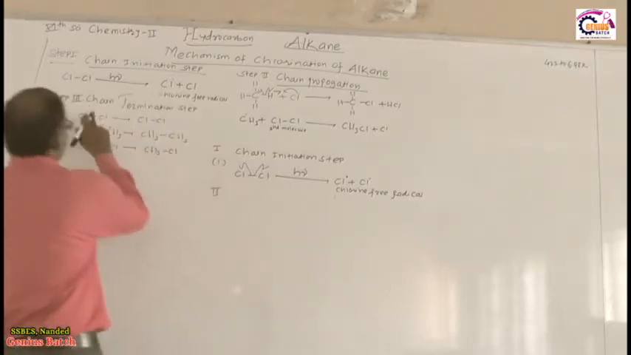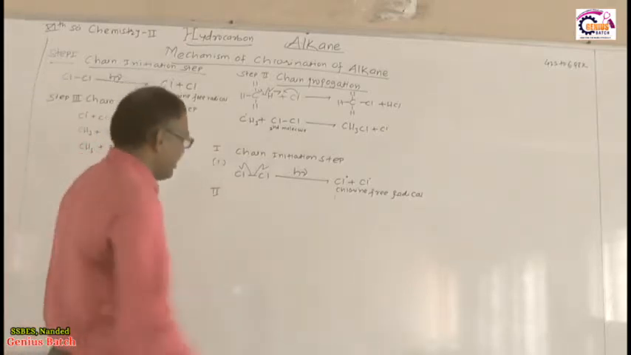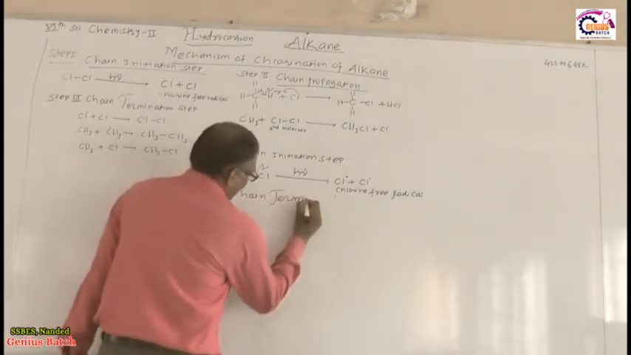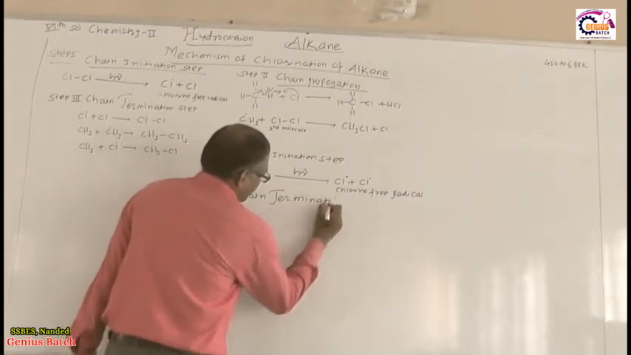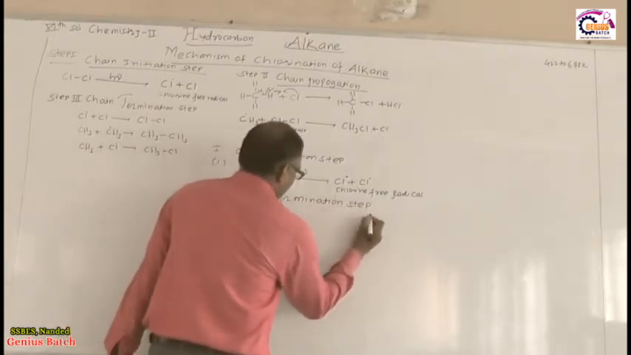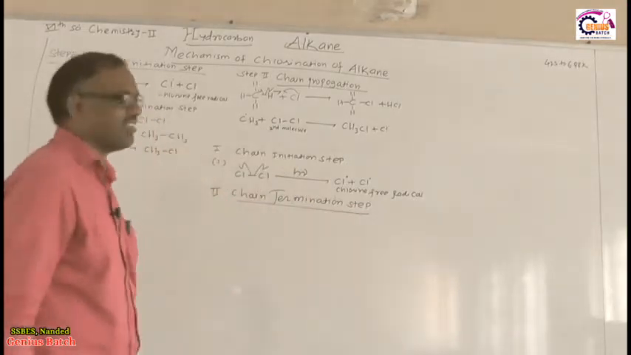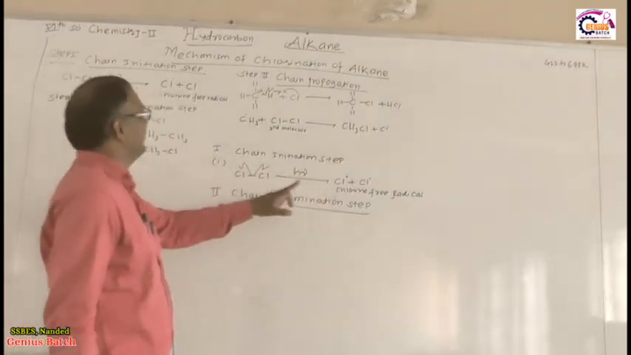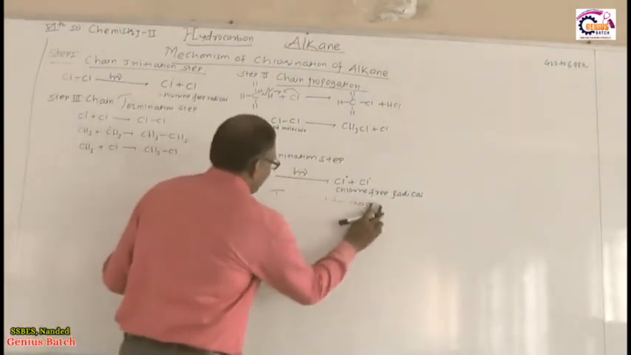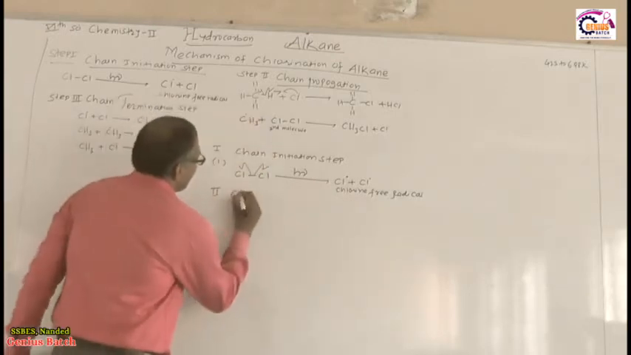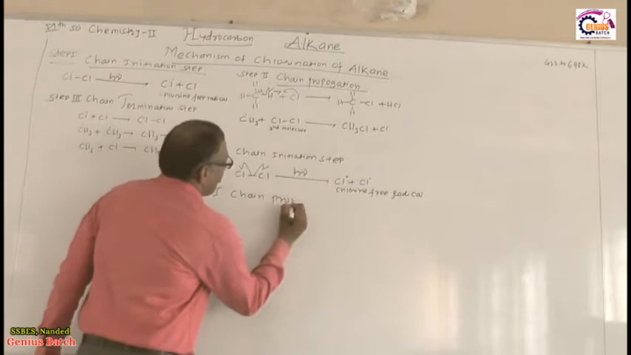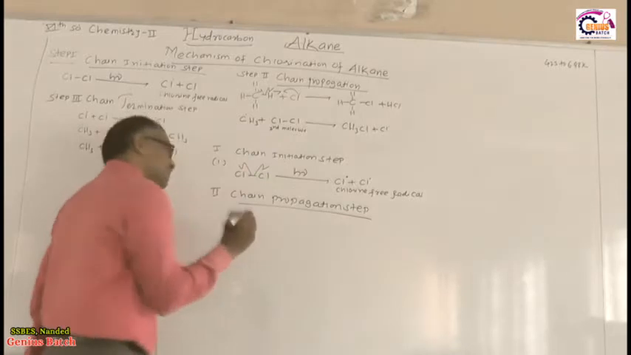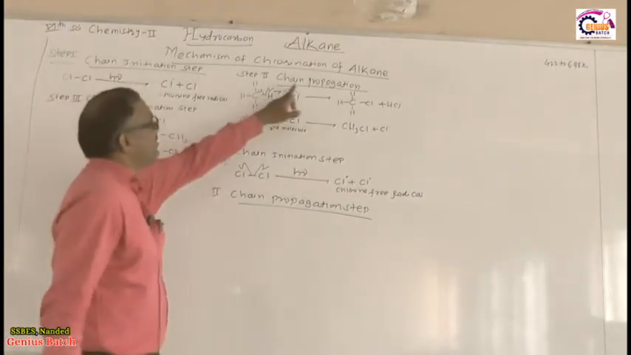The second step is the chain termination step. What is the second step? Not the chain termination step, that is the chain propagation step. Chain termination step is the third step, right? So the second step is the chain propagation step.